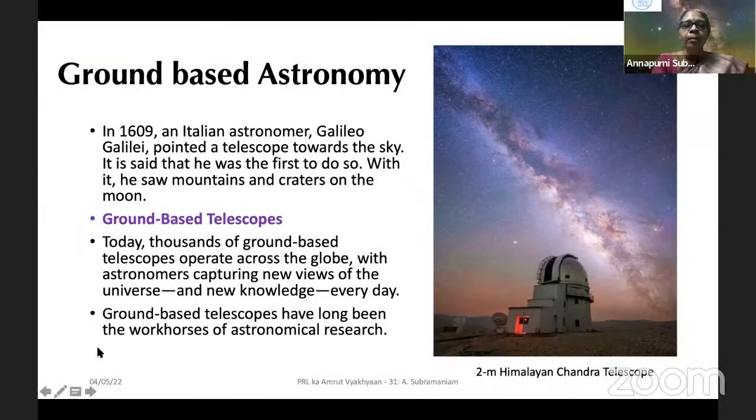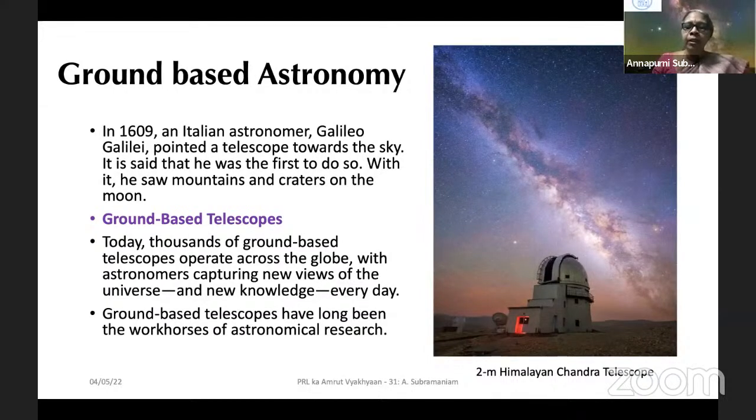So ground-based astronomy, we started from Galileo's time, when he started pointing the telescope towards the sky and started giving us a lot more understanding about the universe, the kind of objects around us, etc. And right now we have a large number of ground-based telescopes, and they are contributing to our understanding as well as contributing a lot of data and new features regarding various objects, as well as new views of the universe every day. And the ground-based telescopes are in fact the workhorses of astronomical research.